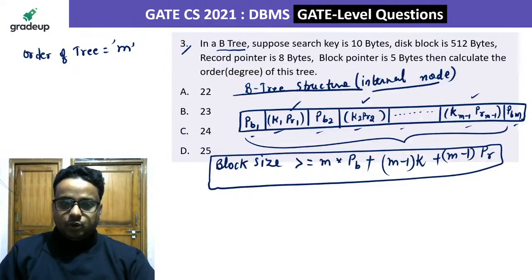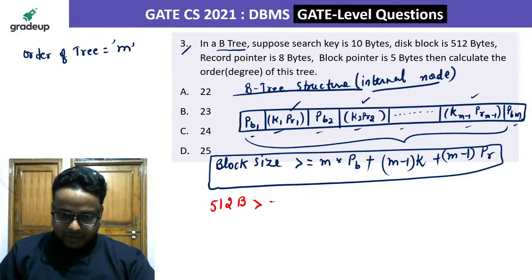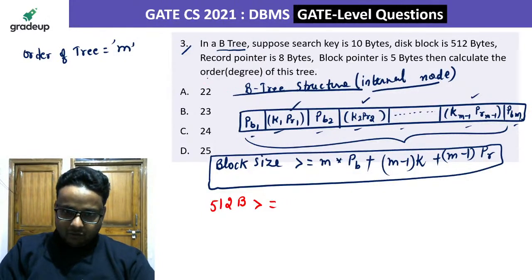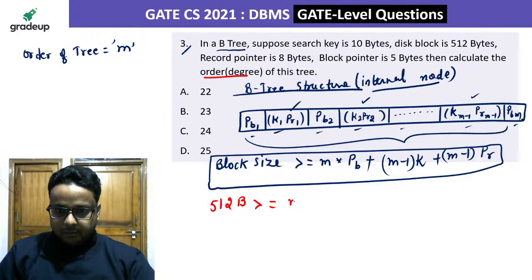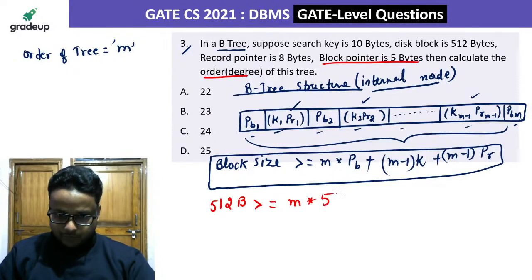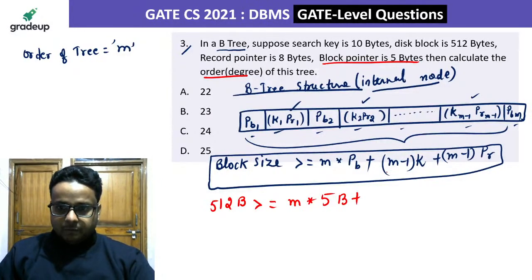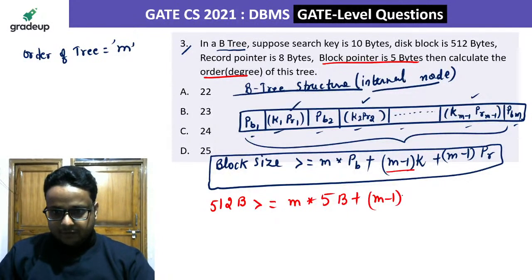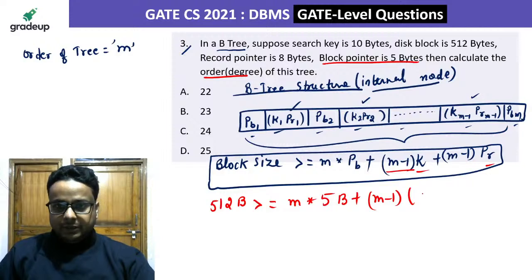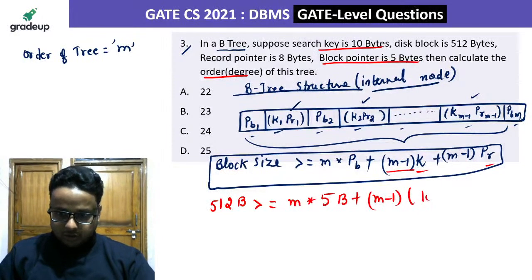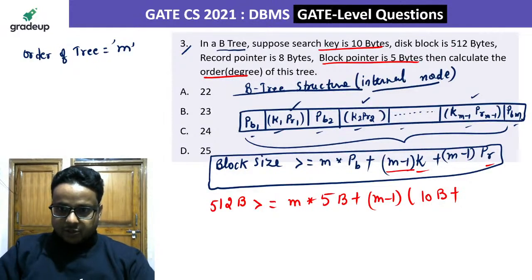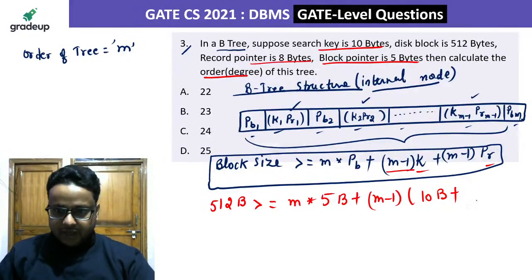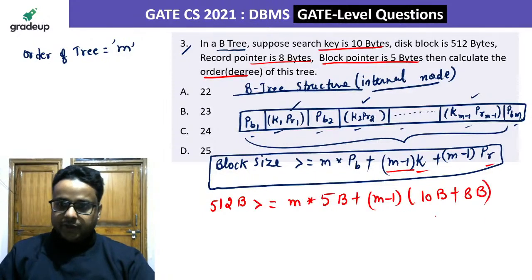What you have to do is use the values. Block size is given as 512 bytes, which should be greater than or equal to m. We do not know m; we want to find m. So m times the block pointer, which I think is given as 5 bytes, plus m minus 1 times k and pr. The key size is 10 bytes, and the record pointer is 8 bytes, right? Okay, they have given this.